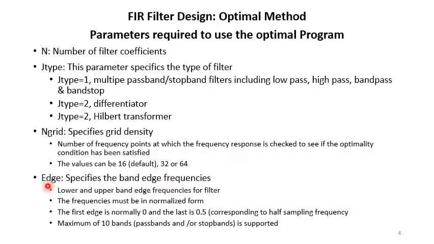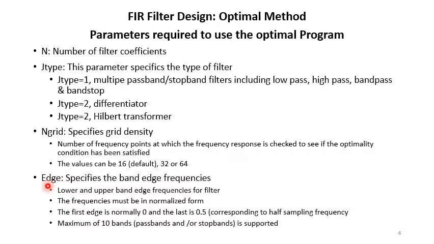You understand that if we multiply the continuous time signal frequencies by the sampling period, or equivalently if we divide the continuous time frequencies by the sampling frequency, then we obtain the normalized frequency. So continuous time or analog frequency divided by the sampling frequency results in the normalized frequency or the discrete frequency. The first edge is normally 0 and the last is 0.5.